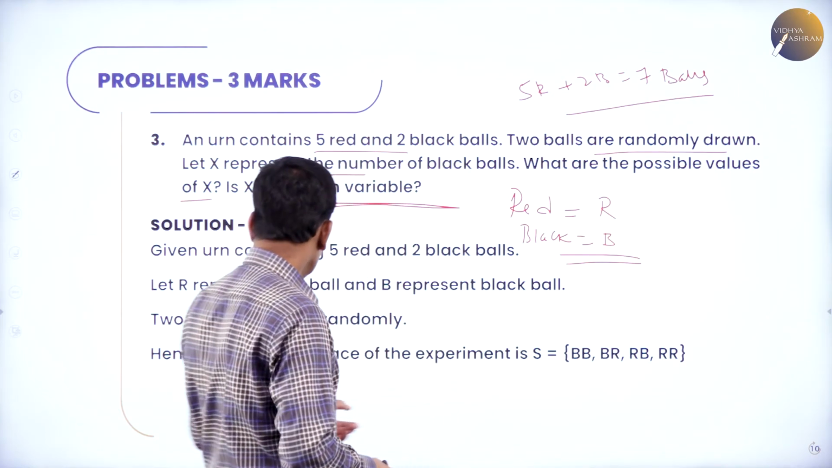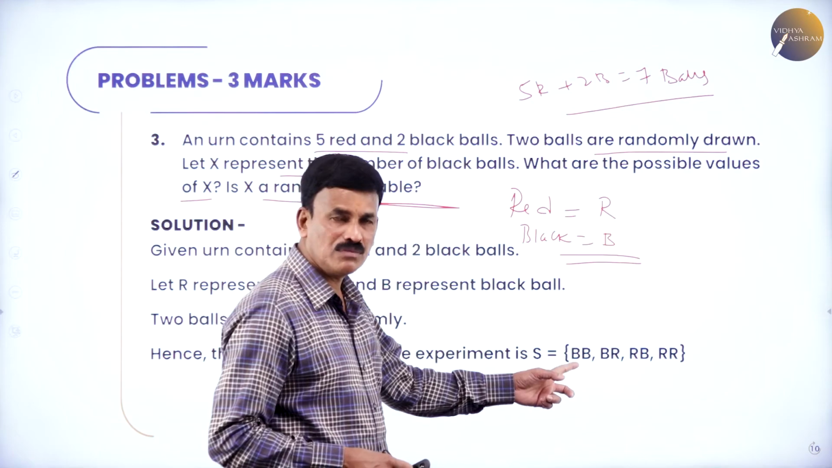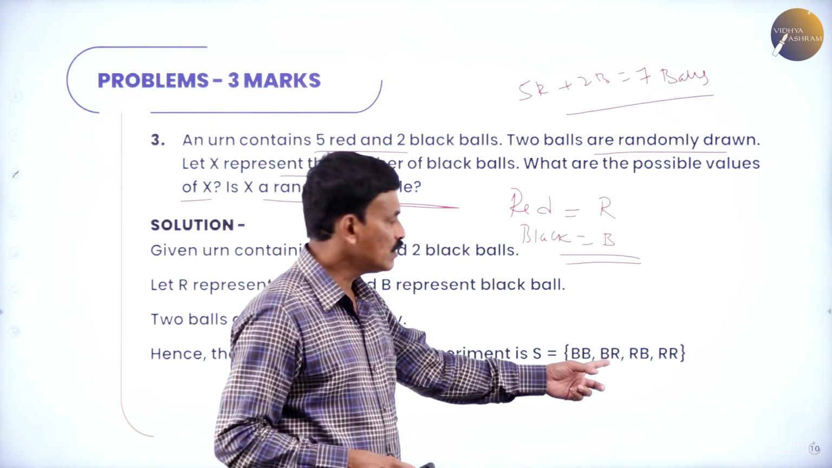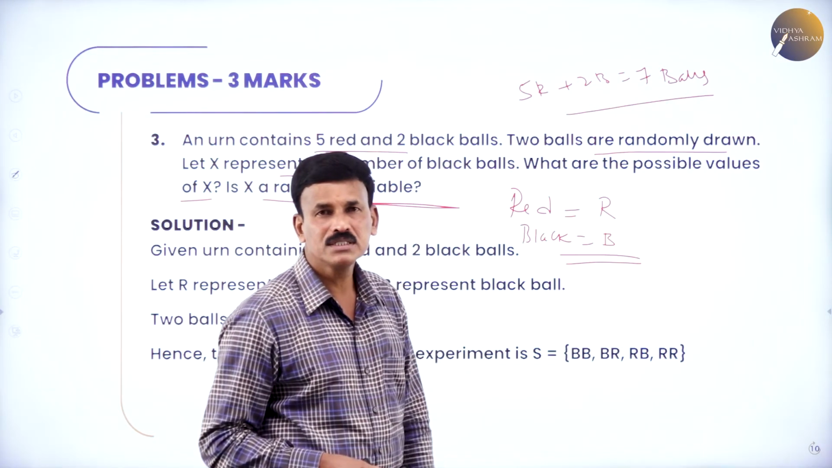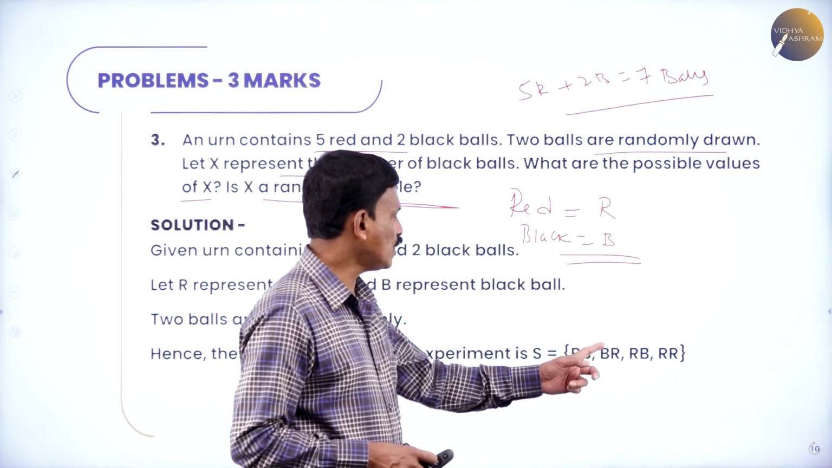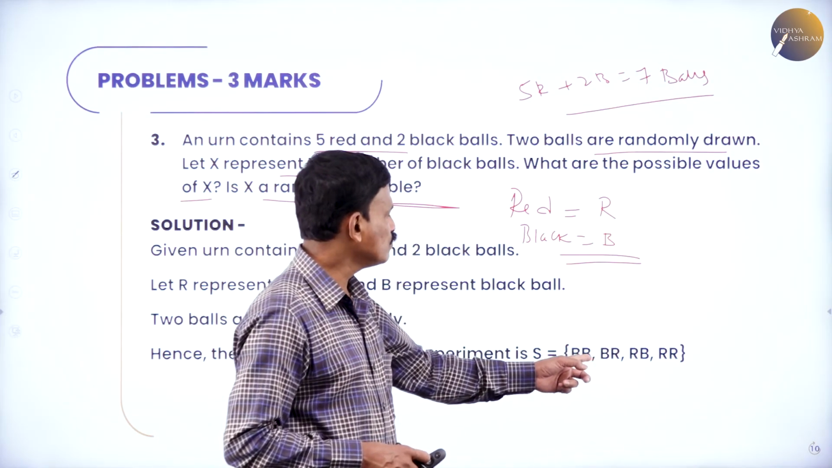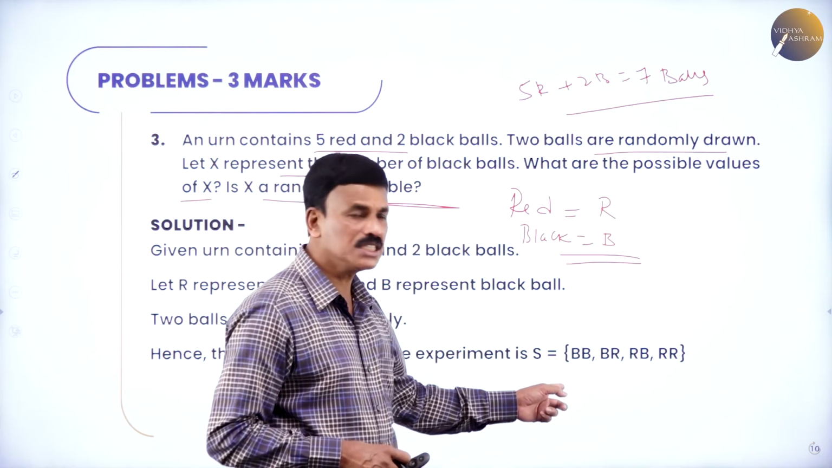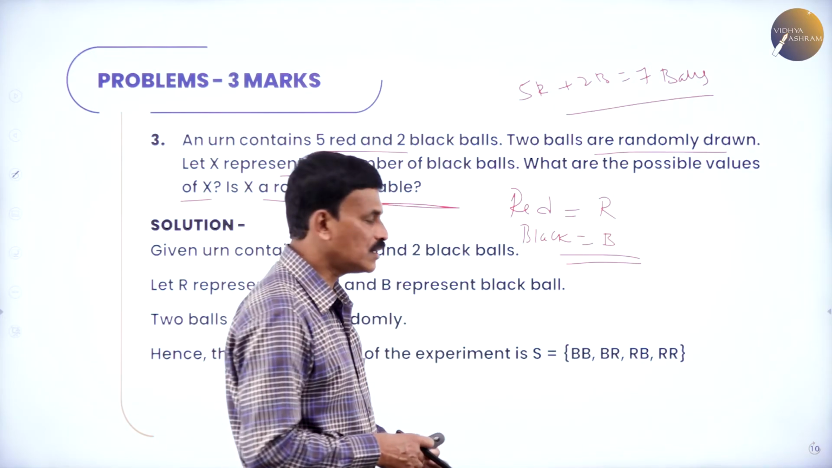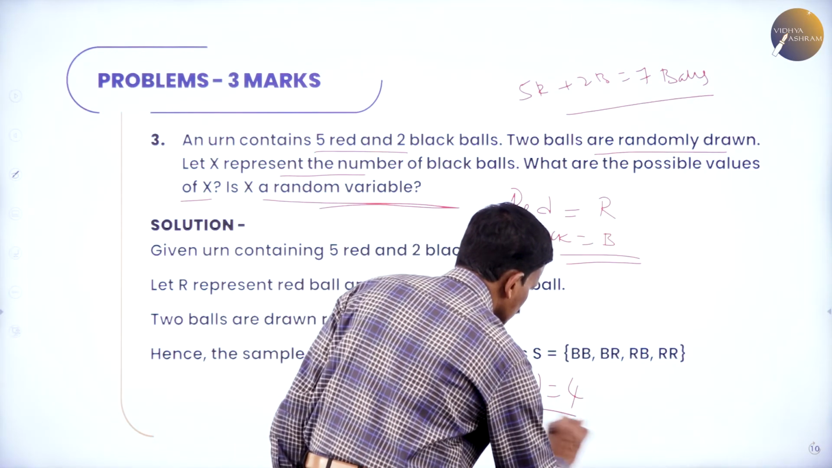So therefore the sample space S is equal to: black ball and black ball, both are black; first one is black and second one is red, B and R; first one is red and second one is black, R and B; and both the balls are red, R and R. So the sample space is BB, BR, RB and RR. So the number of events n(S) is equal to 4.